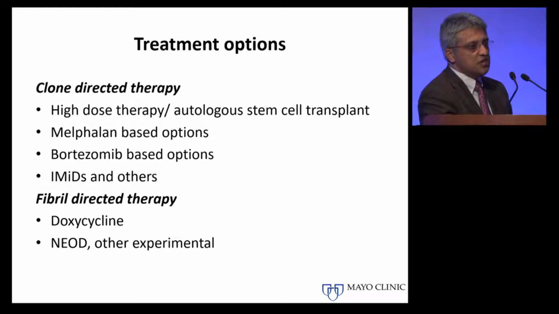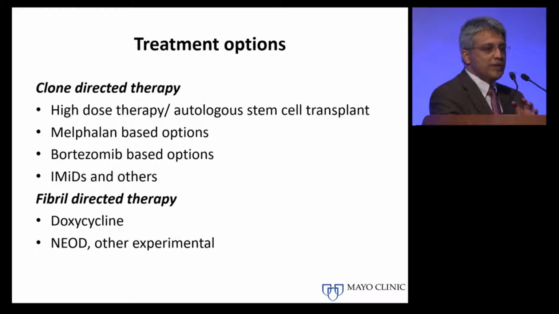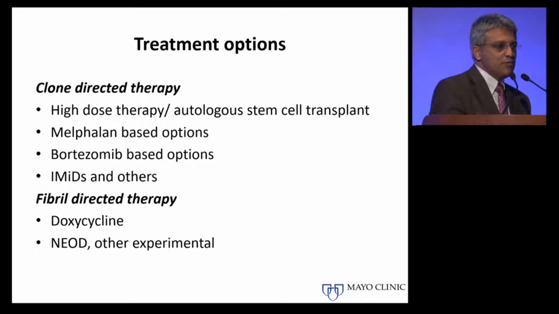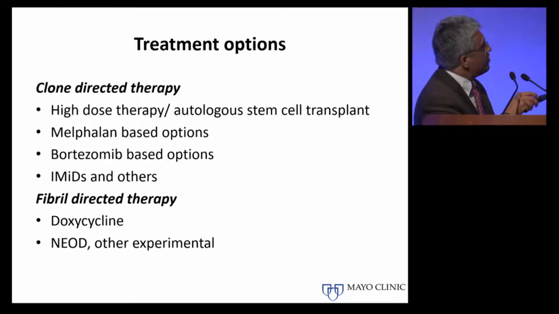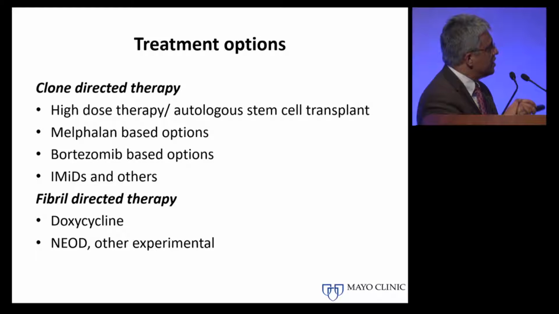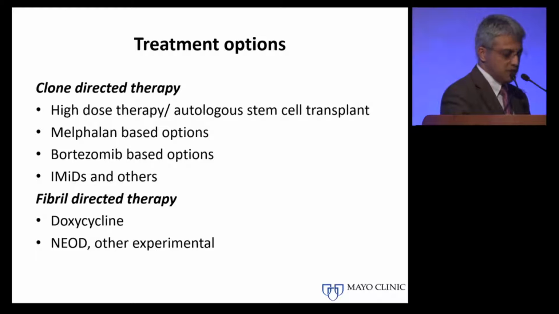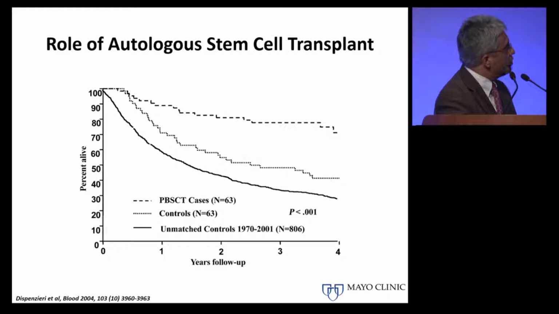So what are the treatment options we have in terms of trying to get rid of that plasma cell clone? Most of the treatments we use to get rid of the plasma cell clone are borrowed from what we have learned to work in myeloma. So we have high-dose therapy with autologous stem cell transplant. We have melphalan-based options. More recently, we have the new drugs, the bortezomib-based options and the IMiDs. And we'll talk a little bit more about the fibril-directed therapy, which I think is going to be an important component going forward. So let's talk about stem cell transplant.